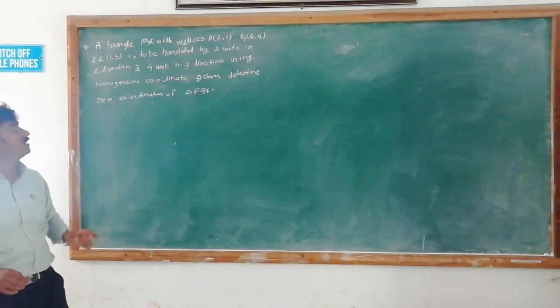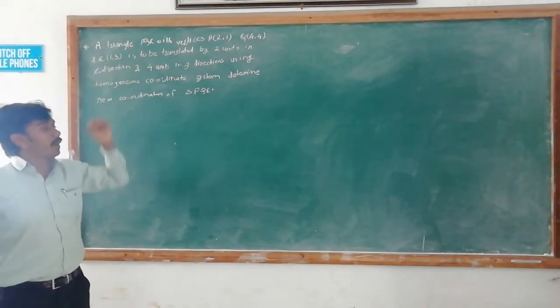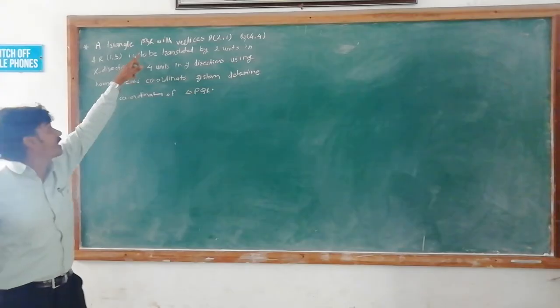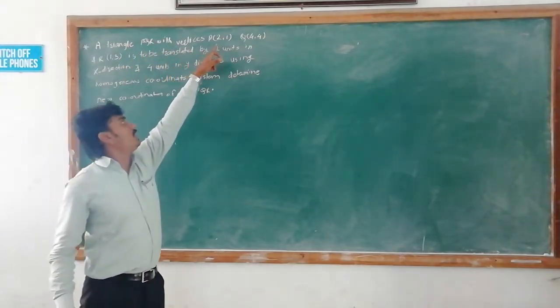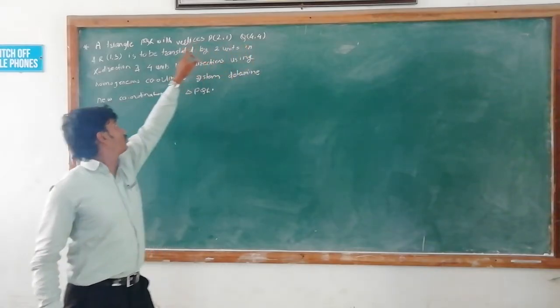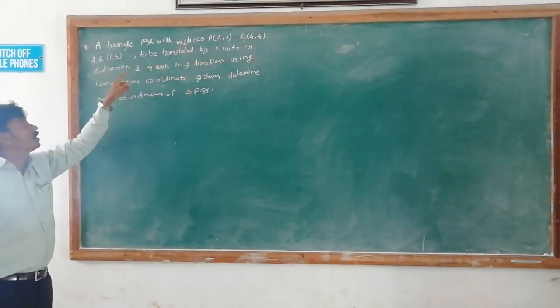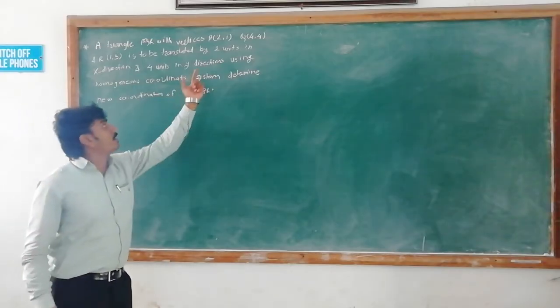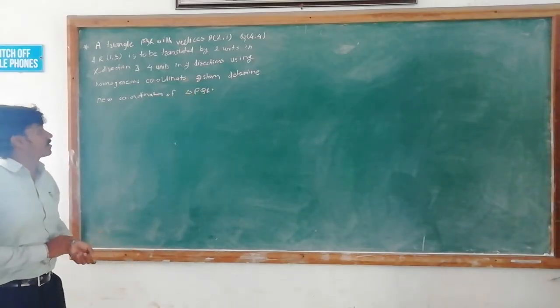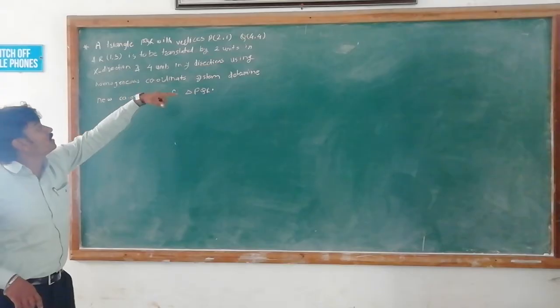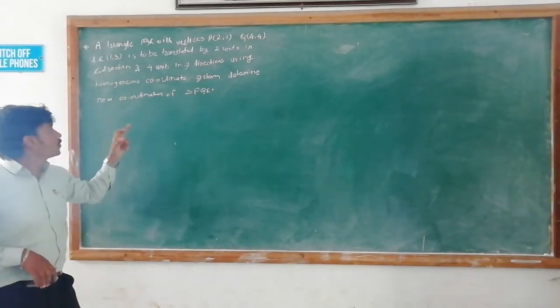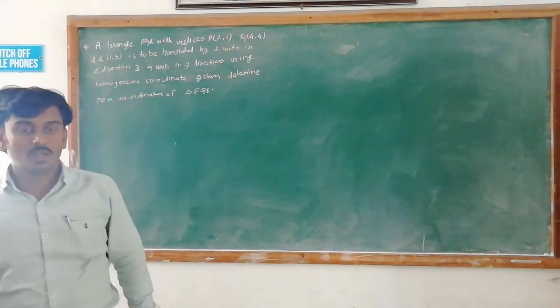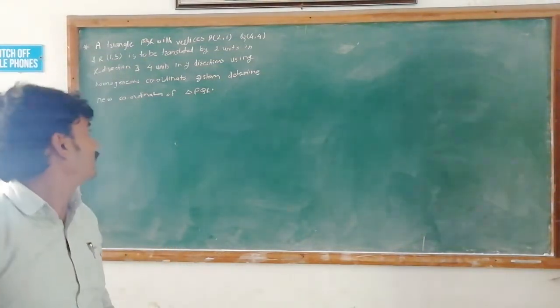So the first numerical is here: a triangle PQR. Here it is given that there is a triangle with vertices PQR, and the coordinates of P are (2,1), Q (4,4) and R (1,3). Each is to be translated by 2 units in the x direction and 4 units in the y direction. Using the homogeneous coordinate system, determine the new coordinates of the triangle PQR.